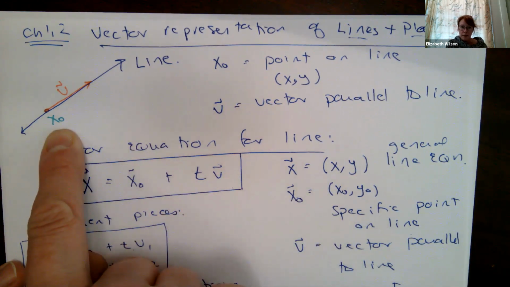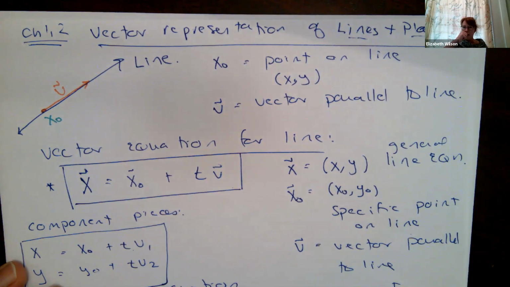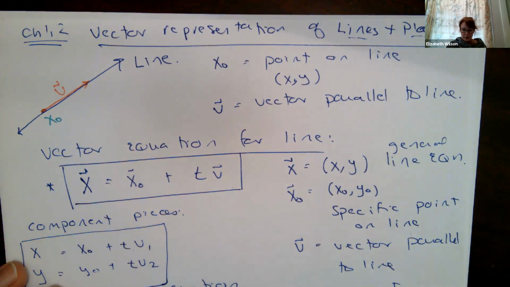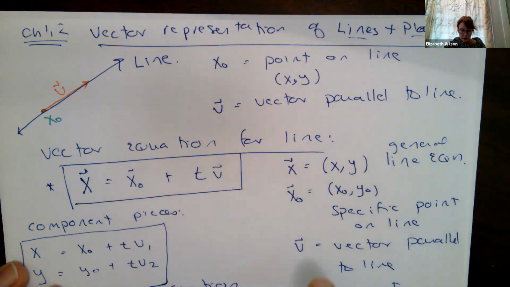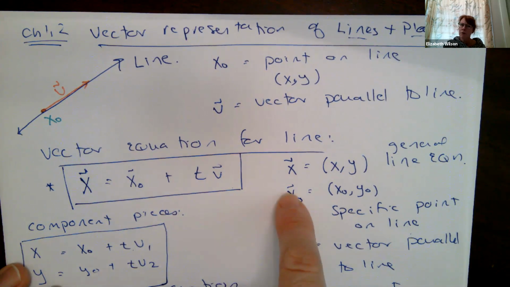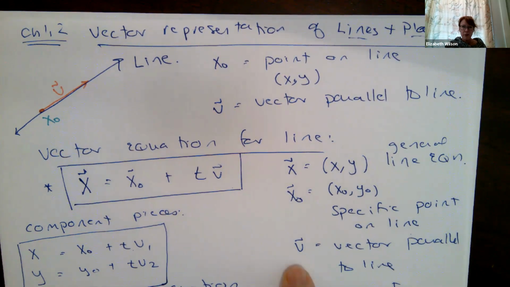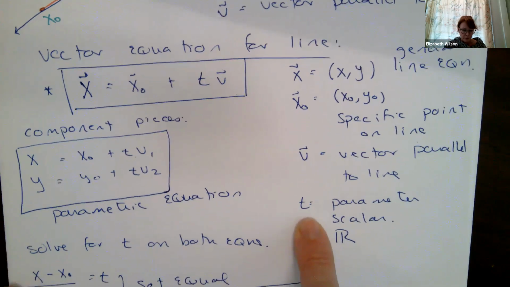x naught is our point on the line, and v is our vector that's parallel to that line. t is a parameter that gives us a scalar multiple on our vector to help us generate points along that line. x bar is our generic representation for the line itself, which represents both x and y, or x, y, and z if we're in 3 dimensions. x naught, we put a bar over it because it has multiple components: an x component and a y component, or x, y, and z, depending on our dimensions. Our vector has the same dimension as the space we're in, and t is a scalar, any real number.